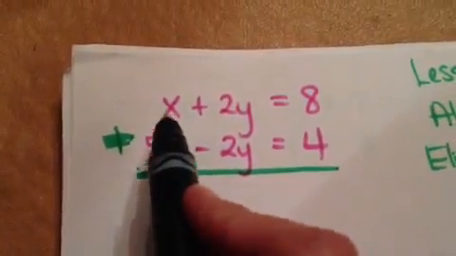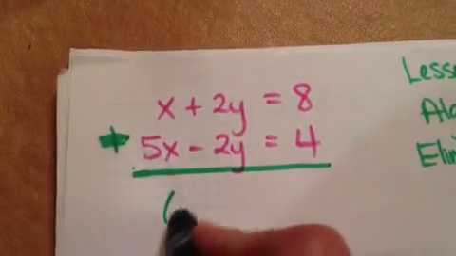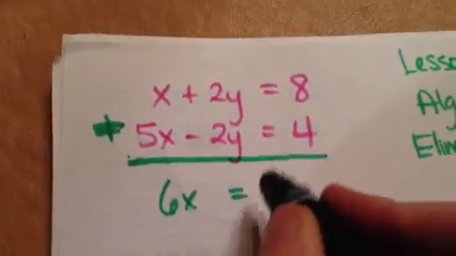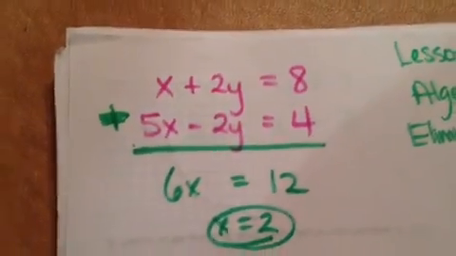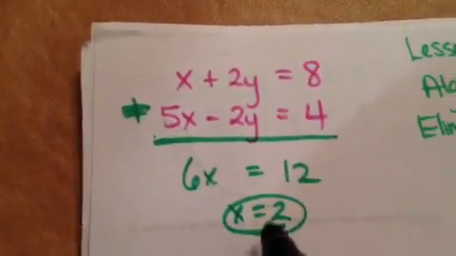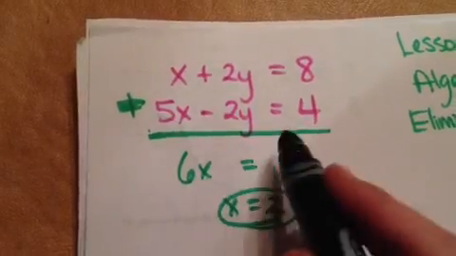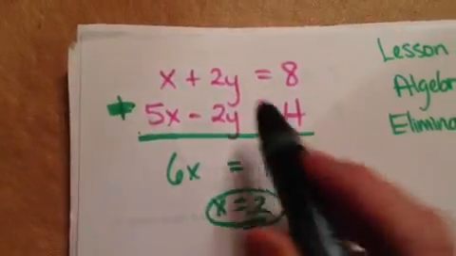So this one's actually rather nice. So x plus 5x is 6x. 8 plus 4 is 12. So you can see here that x would be 2. Okay, so then, just like the substitution method, you're going to pick any equation you want, and where you see an x, you're going to plug in 2.